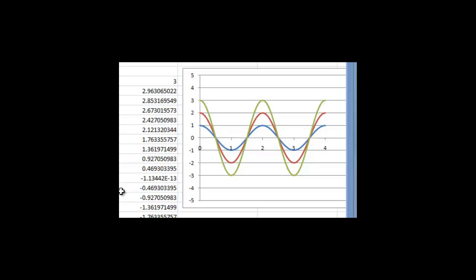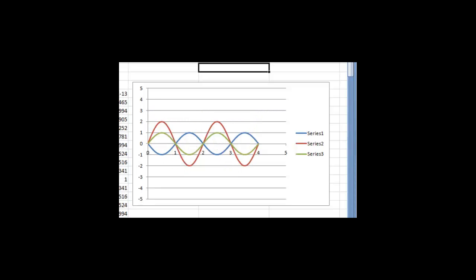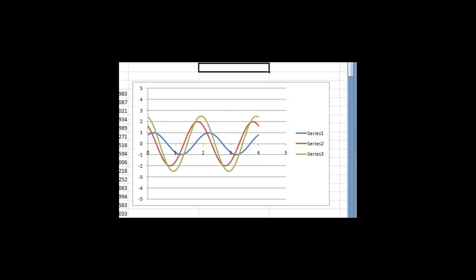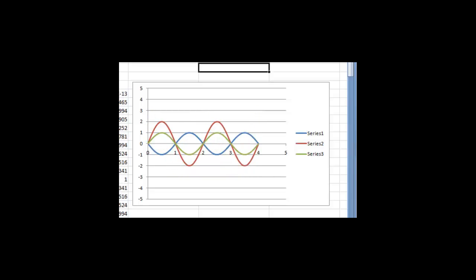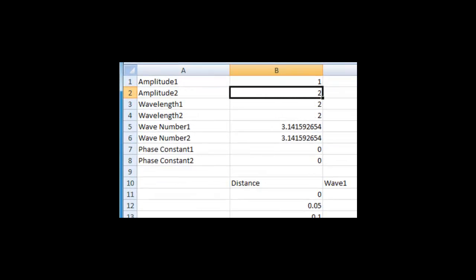The resulting amplitude of the sum is 3, the amplitude of wave 1 plus the amplitude of wave 2. It is also interesting to note that when observing the superposition, the amplitude seems to oscillate. In fact, this variation from its maximum at 3 to its minimum at 1 can be described by a sinusoidal function. Now, let's change the amplitude of wave 2 back to 1 and vary some of the other parameters.